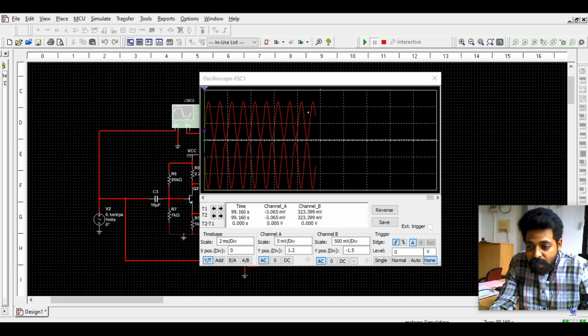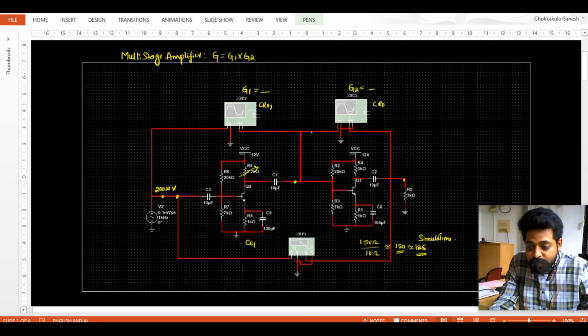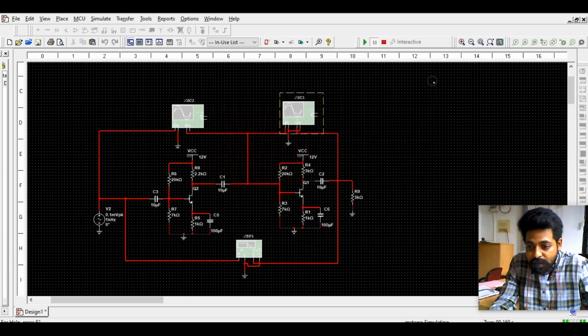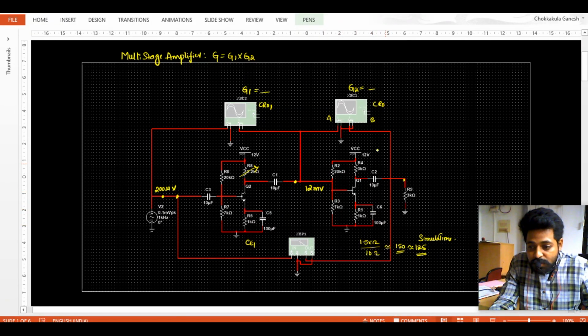So there are around 12 millivolts as the input. I observed 12 millivolts at channel A, and in channel B what I observed is 500 milli. So it's around 3 divisions into 500 milli. So 3 divisions into 500 milli, I observed around 1.5 volts.